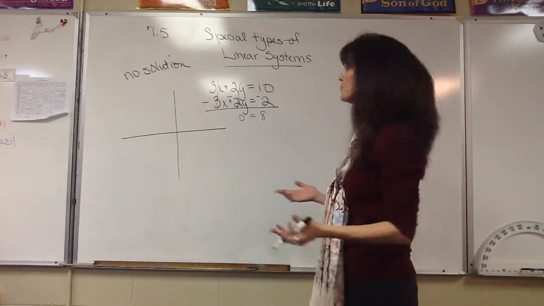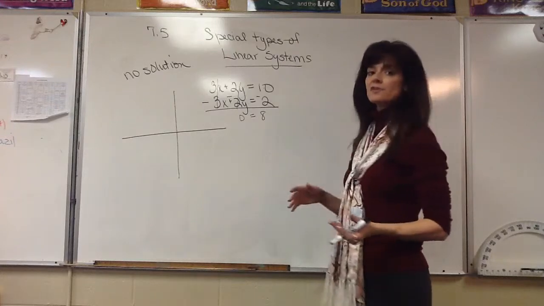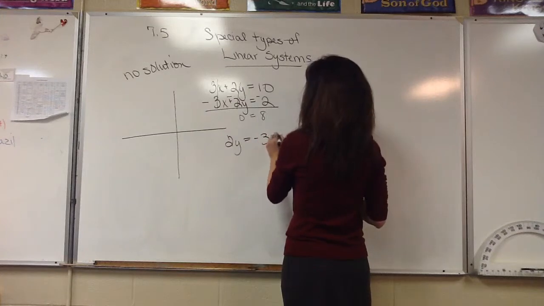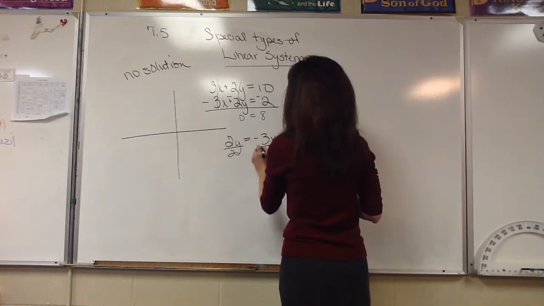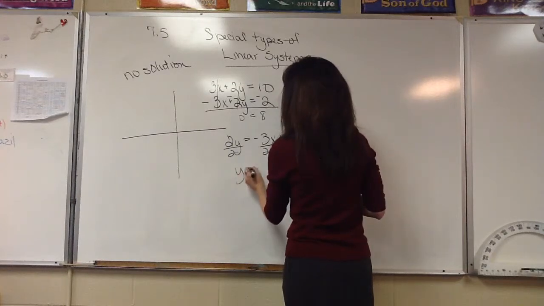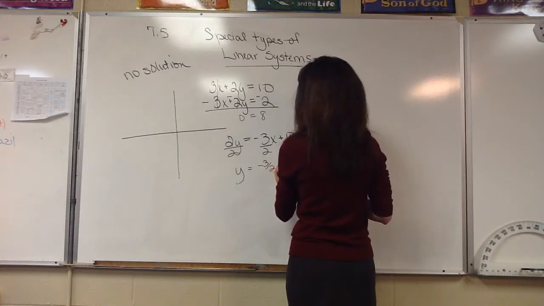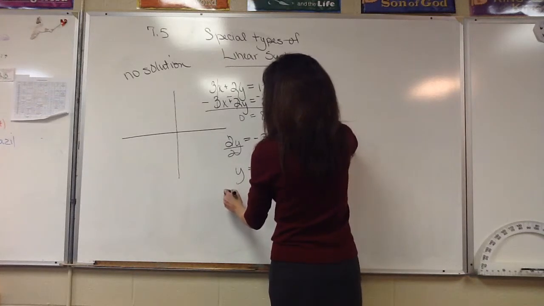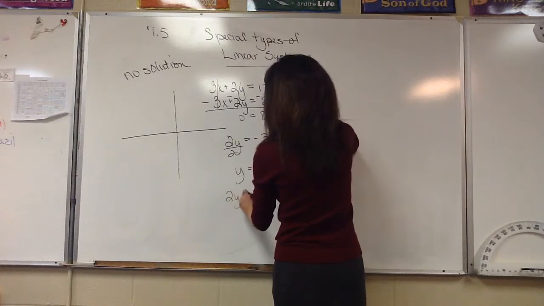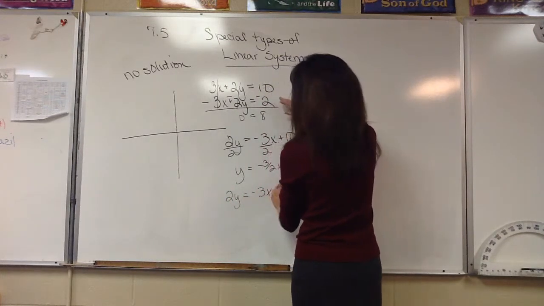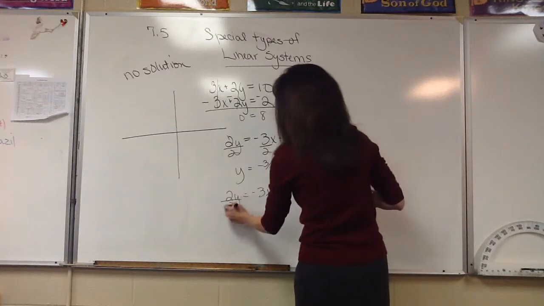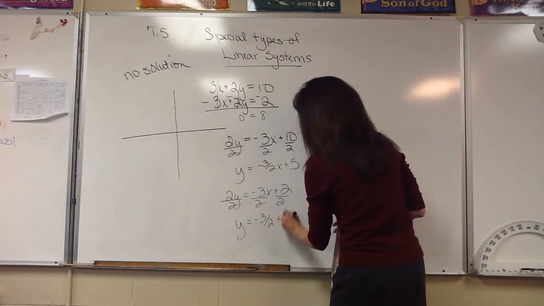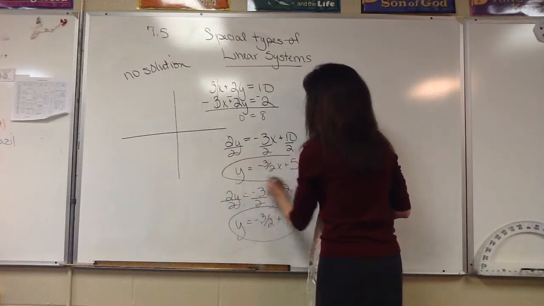Now you can easily put this in your graphing calculator, but remember, we have to get y by itself. So I would say, okay, 2y is equal to negative 3x plus 10, divide everything by 2, and y is equal to negative 3 over 2x plus 5. And then our second equation, we would have 2y is equal to negative 3x plus 2, divide everything by 2, and we get y is equal to negative 3 over 2x plus 1. So here are my two equations.